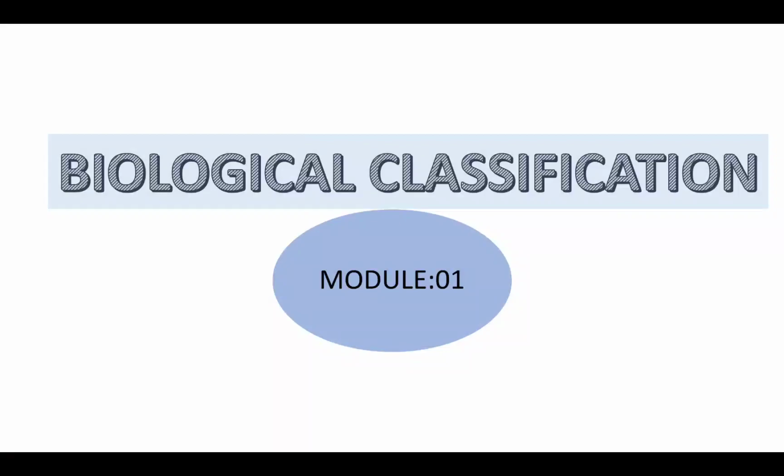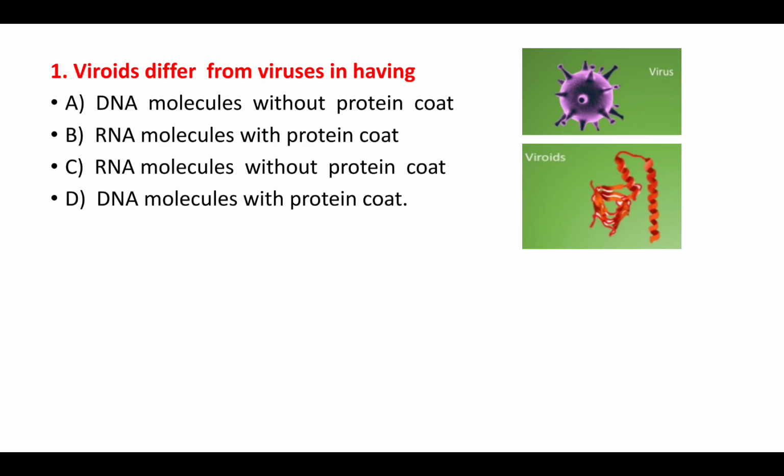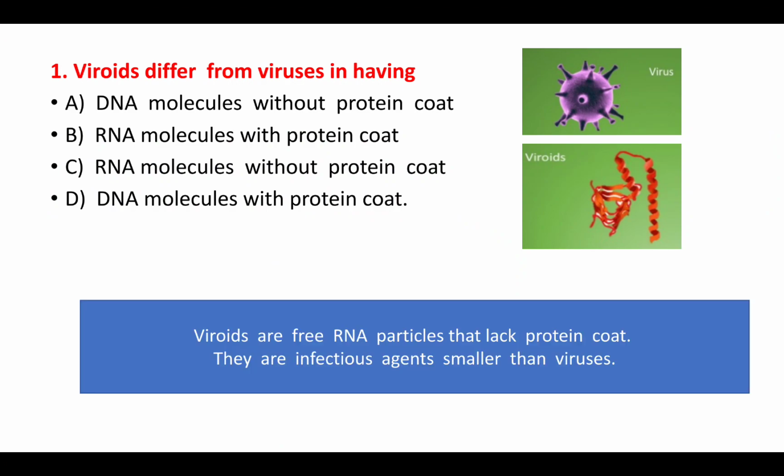Today let us go for the first module in biological classification. Viroids differ from viruses in having. See, viroids are found to be what? Free RNA molecules. But it lacks protein coat and they are found to be infectious agent smaller than the virus.